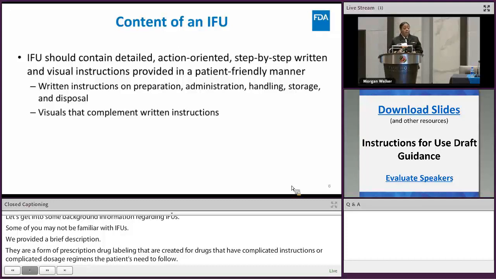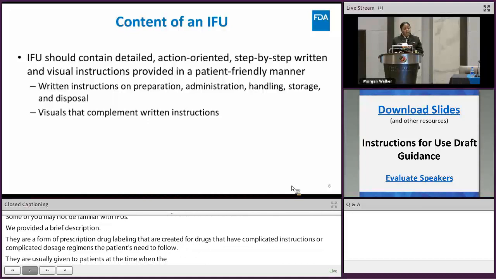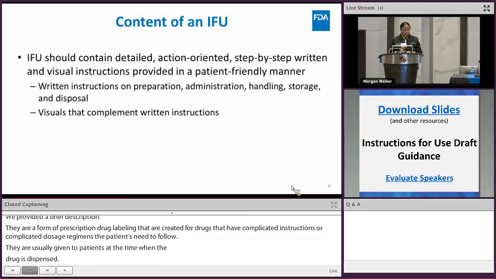There are two key components regarding the content of an IFU. There are written instructions the patients should follow through the entire medication use process, and there are visuals that accompany the written instructions to help patients better understand and comprehend how to use their medications.